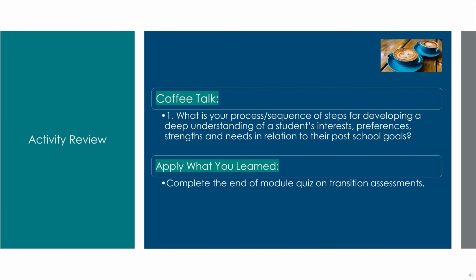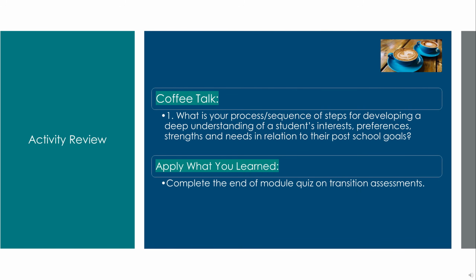Your next step will be to take some time to participate in the Coffee Talk discussion board to answer the following transition assessment related question. What is your process and/or sequence of steps for developing a deep understanding of a student's interest, preferences, strengths, and needs in relation to their post-school goals, which will help to determine the types of informal and formal transition assessments? After the completion of the Coffee Talk questions, please complete the module quiz on transition assessments.